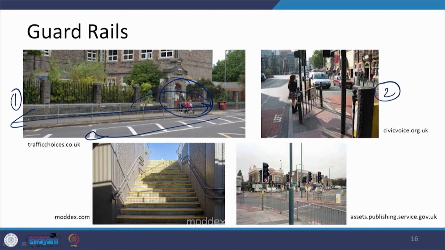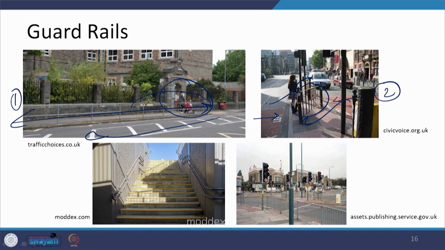If I talk about photograph 2, what you can see is this is a pedestrian crossing here, and at this pedestrian crossing by way of provision of this guardrail, the movements of the pedestrians have been systemized.